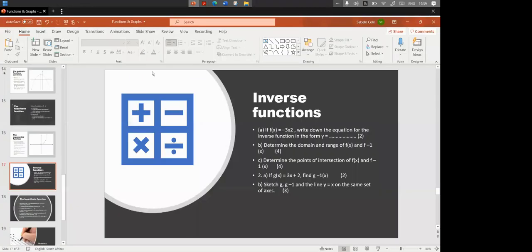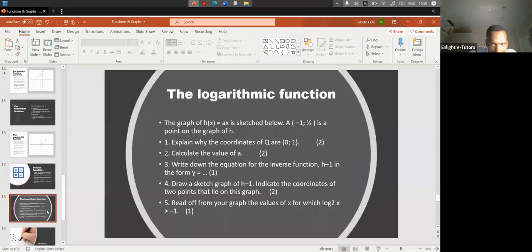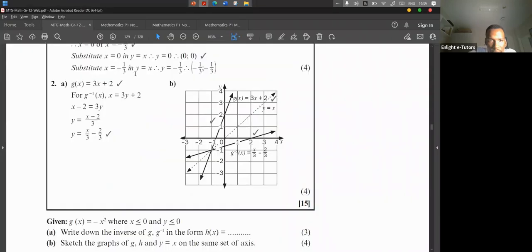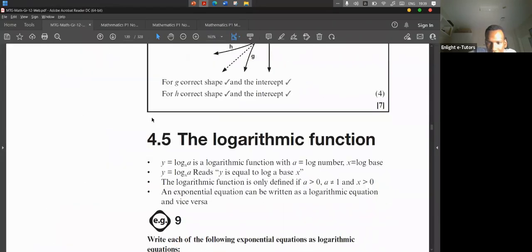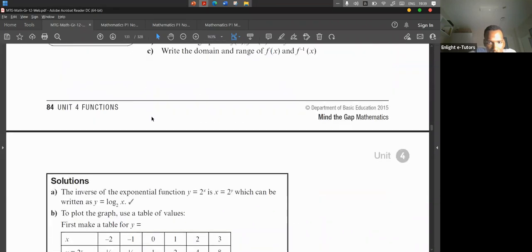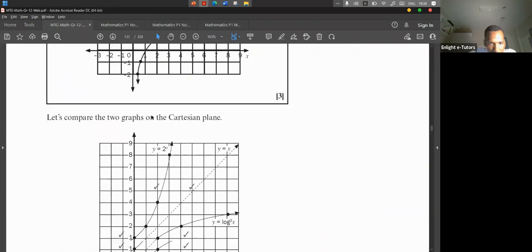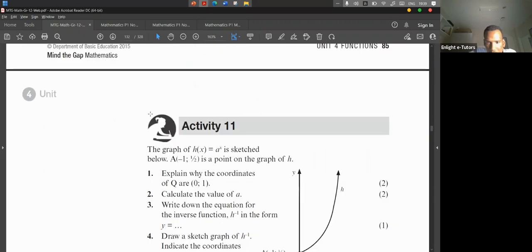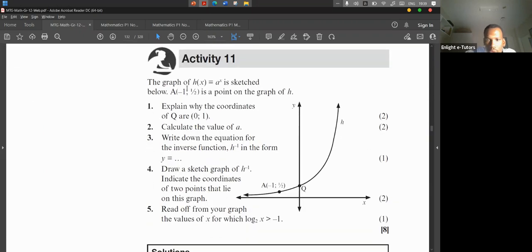Exactly. And now we're going to be doing what? The logarithm. The log thing is still the same as the other one. Let me just take one thing. Okay, here's the activity for F. So you're given, let me see if it's the same.